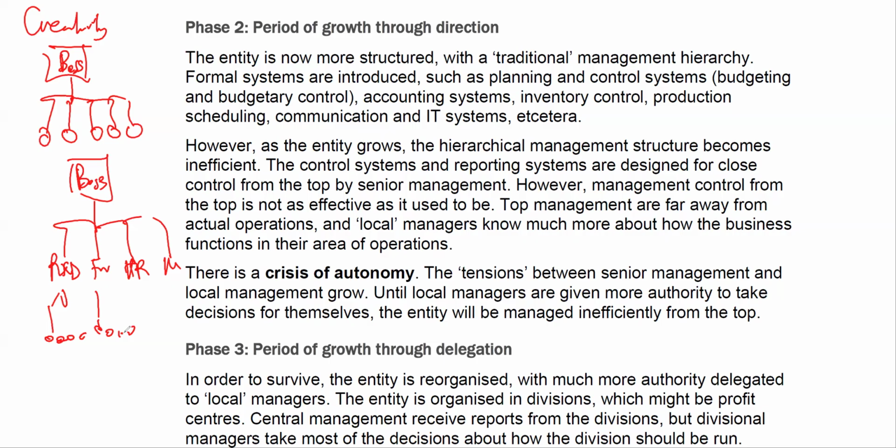That's why we face the crisis of autonomy, because we haven't given autonomy to those we have delegated to, like the R&D man. He knows what is happening down there, and the people at the top, they don't know. The board of directors do not know what is going on, right? So there's a need to make these people autonomous. The tensions between senior management and local management grow until local managers are given more authority to take decisions for themselves. The entity will be managed inefficiently from the top, right? Because you don't know what is going on.